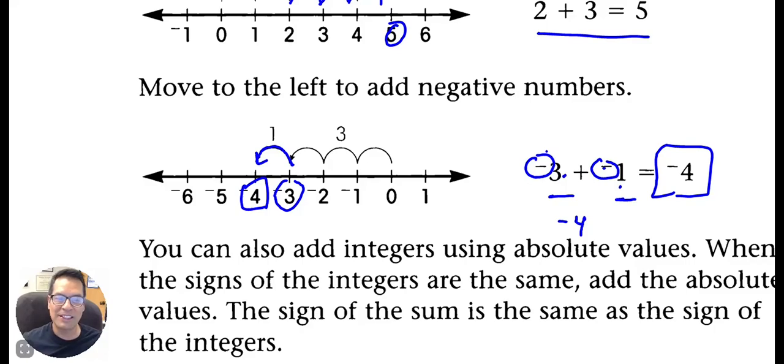So the second step, or another step besides just using the number line, is that you can add integers using their absolute values. And like I just said, if the signs of the integers are the same, add their absolute values, and the sign of the sum is going to be the same as the sign of those integers.